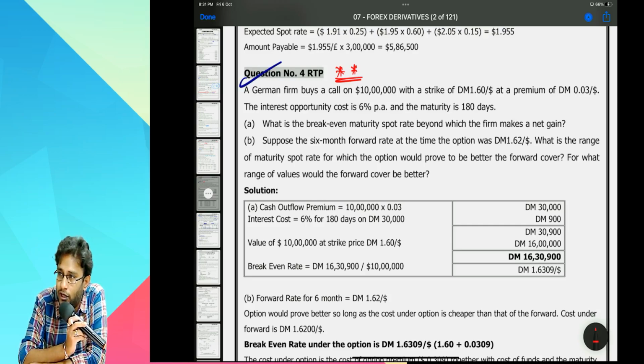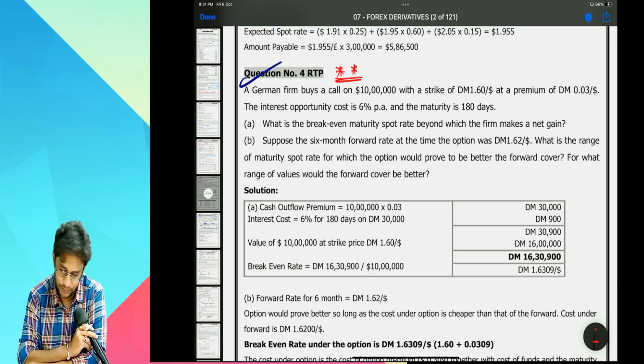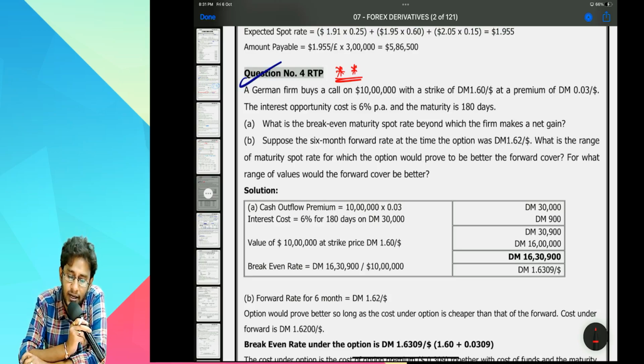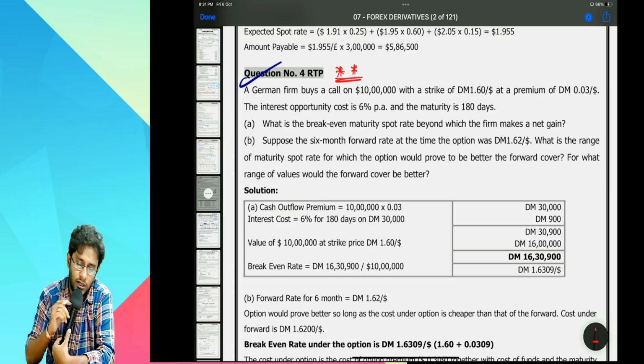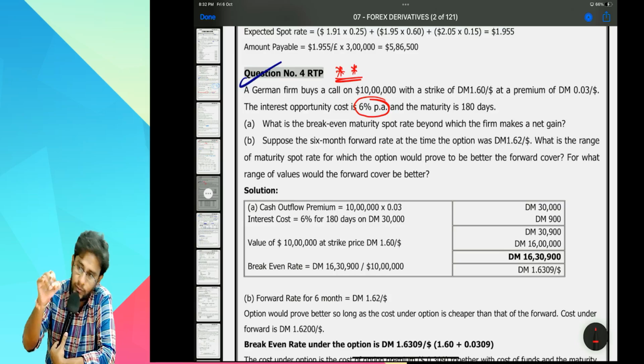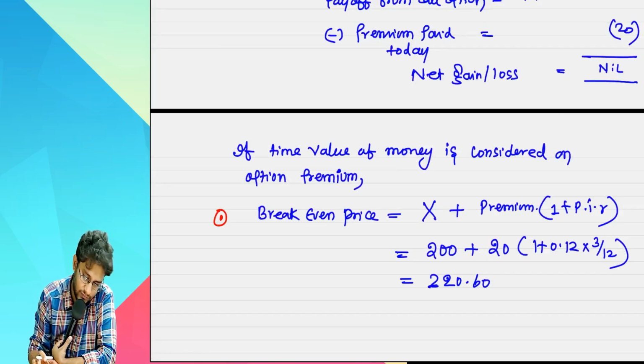So you did not do what you did in the best of luck sum. But here the interest opportunity cost is 6% per annum and maturity is 180 days. What is the break-even maturity spot rate beyond which the firm makes a net gain? Break-even maturity spot rate is nothing but break-even price. So work out the break-even price normally. The only thing is, now that he gave you 6% per annum, consider the time value of money and do it. Chalo sir, right. The first bit is an easy one only, no?